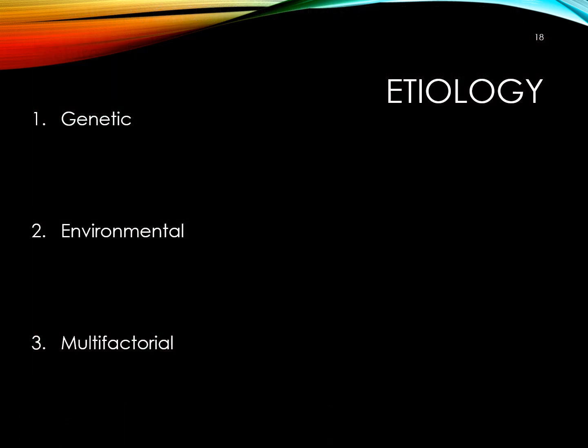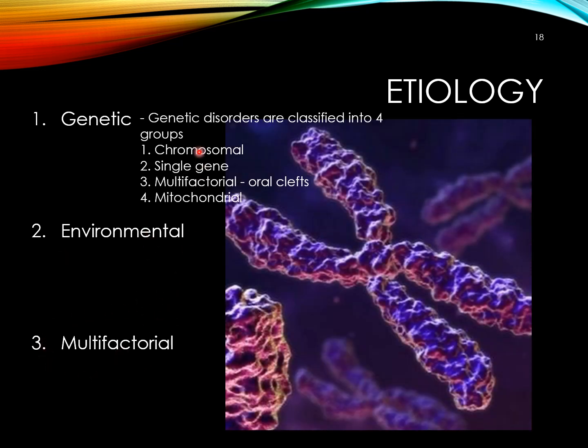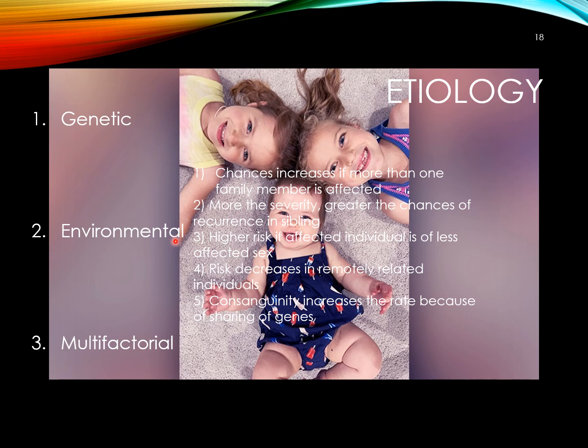Let's talk about etiology. In etiology, they are divided into three main factors: genetic, environmental, and multifactorial. Genetic group. Genetic disorders are classified into four groups: chromosomal, single gene, multifactorial (oral clefts), and mitochondrial.